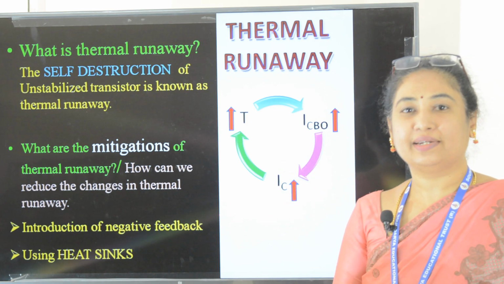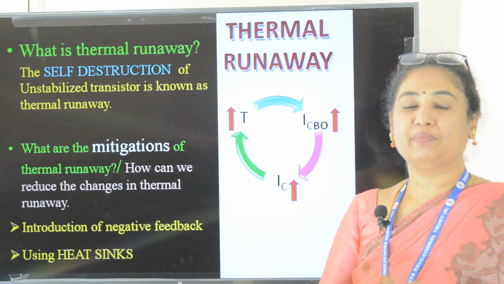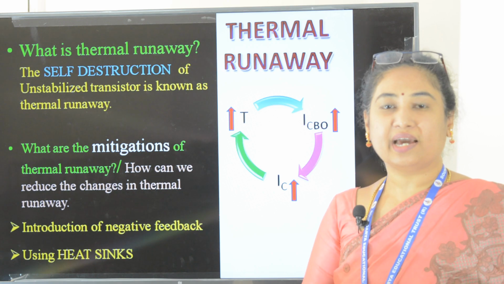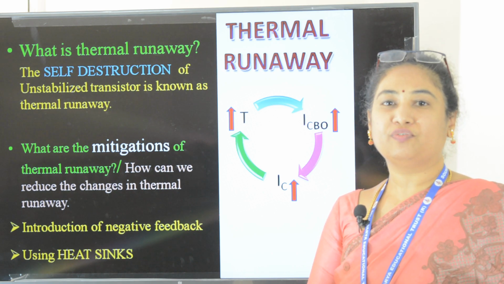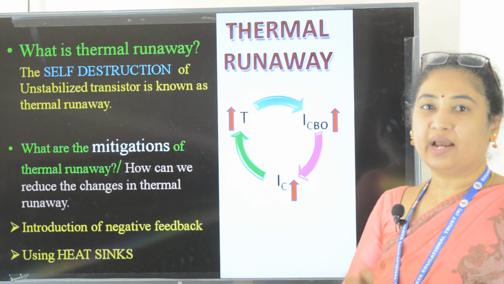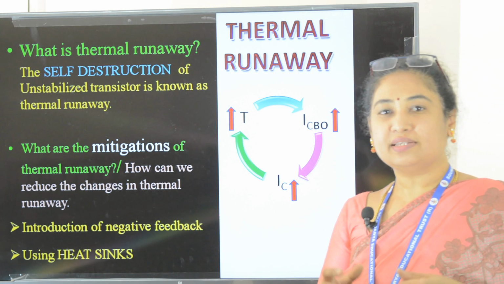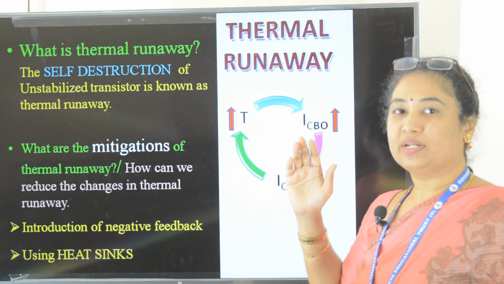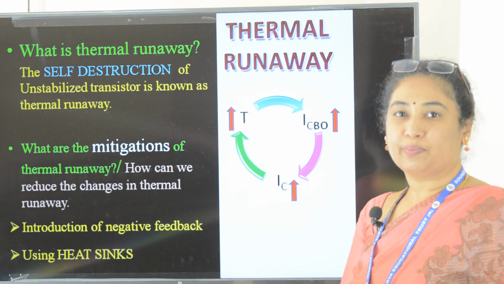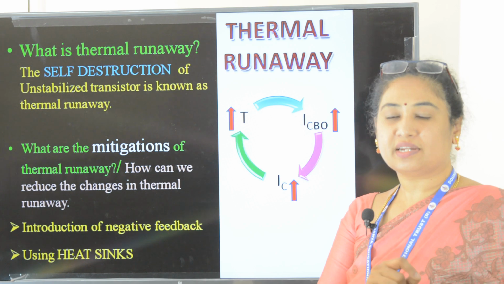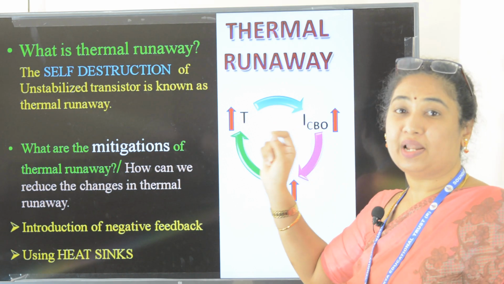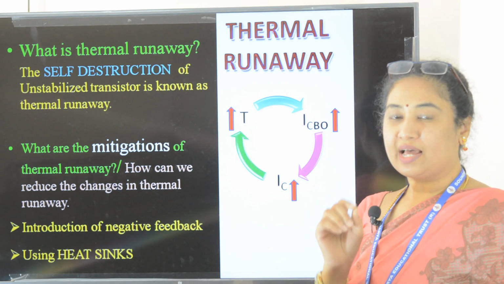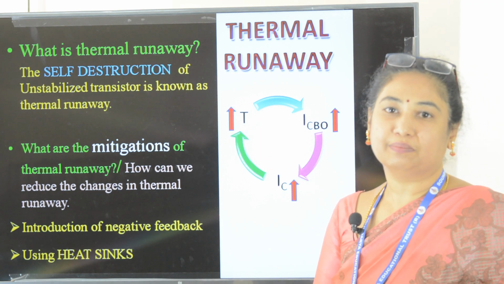At one point, the temperature of the junction will be very, very high, so that the collector current, or the charge carriers, will be very high, and therefore the transistor will burn out. This makes the transistor go into destruction. Therefore, we define thermal runaway as the self-destruction of an unstabilized transistor. They will ask you in the examination what is meant by thermal runaway.